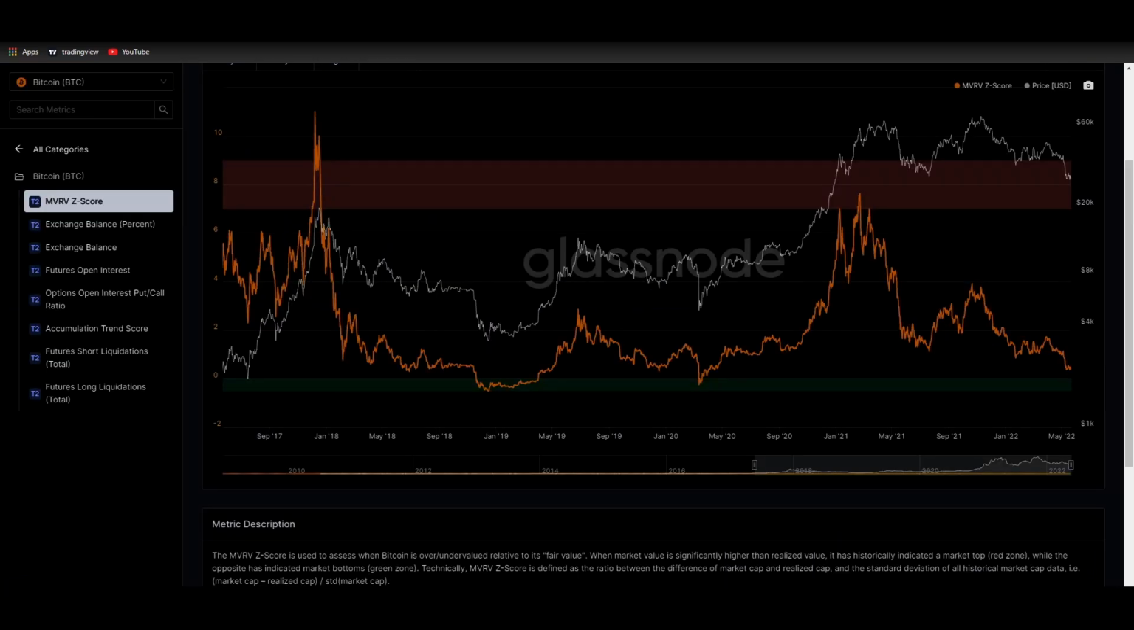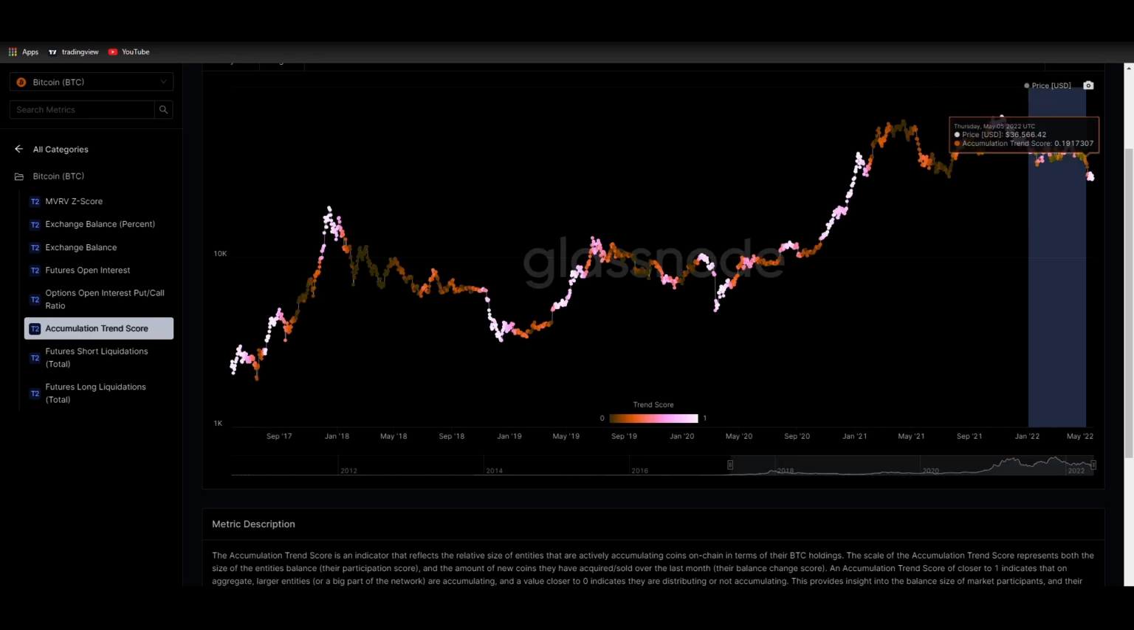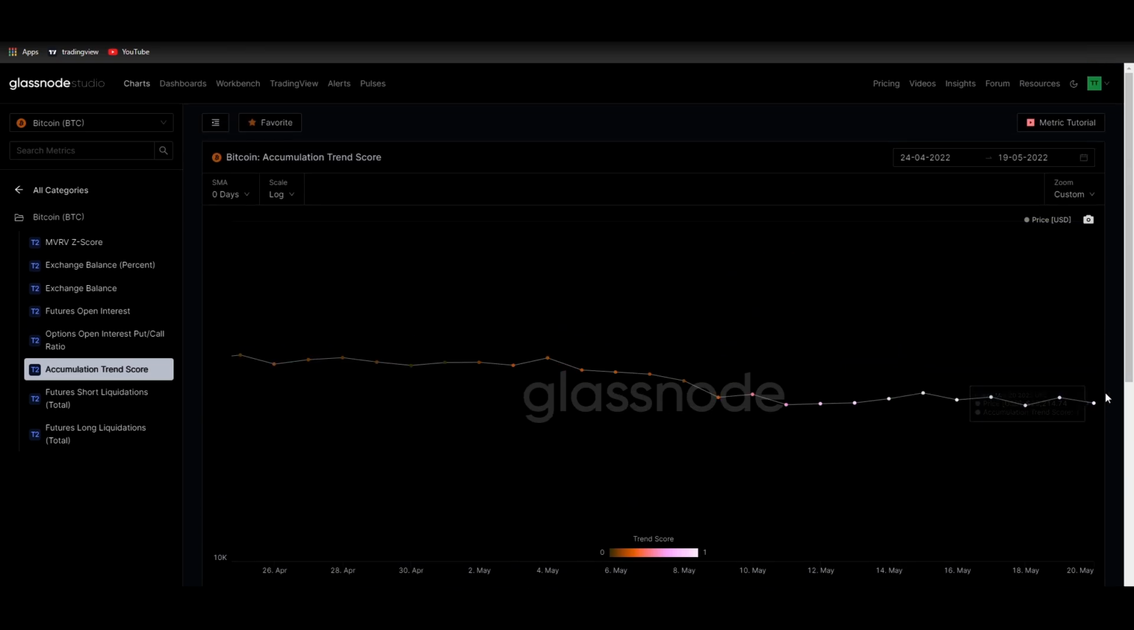Let's go over here and look at the accumulation trend score. It is very important because this lets us know that we are indeed seeing accumulation happening. In fact, let me pull it out a little bit better. If you look right here above my arrow, you can see where it says accumulation trend score and then 1. This legend shows you that 1 is the highest trend score you can receive and 0 is the lowest. 0 means there is no accumulation happening. 1 means there is a lot of accumulation happening.